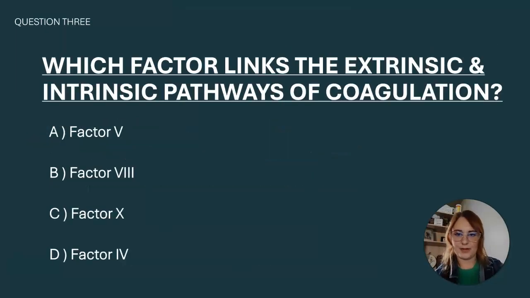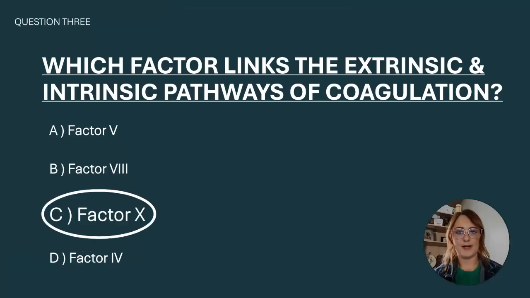All right, question number 3. Which factor links the extrinsic and intrinsic pathways of coagulation? A, factor 5, B, factor 8, C, factor 10, or D, factor 4? The correct answer here is C, factor 10. The intrinsic and extrinsic pathways work independently up until they reach the common pathway, which begins with factor 10. These pathways are vital in order for our bodies to be able to form a stable blood clot. A deficiency in this enzyme can lead to excessive bleeding, making it incredibly significant.